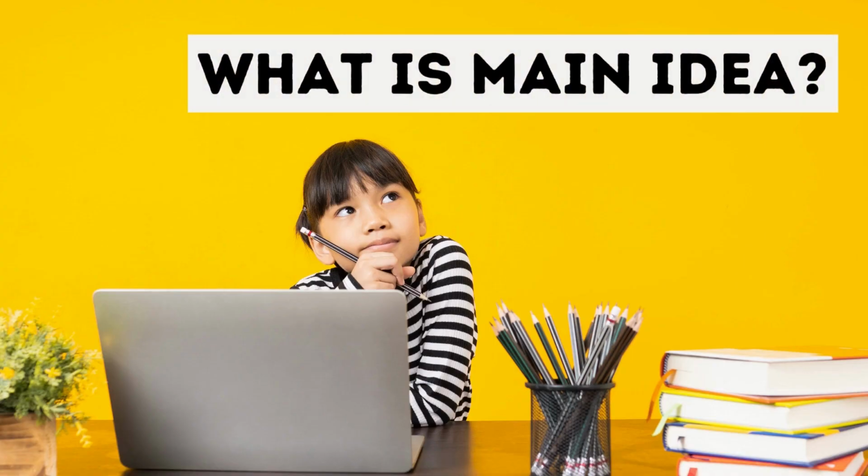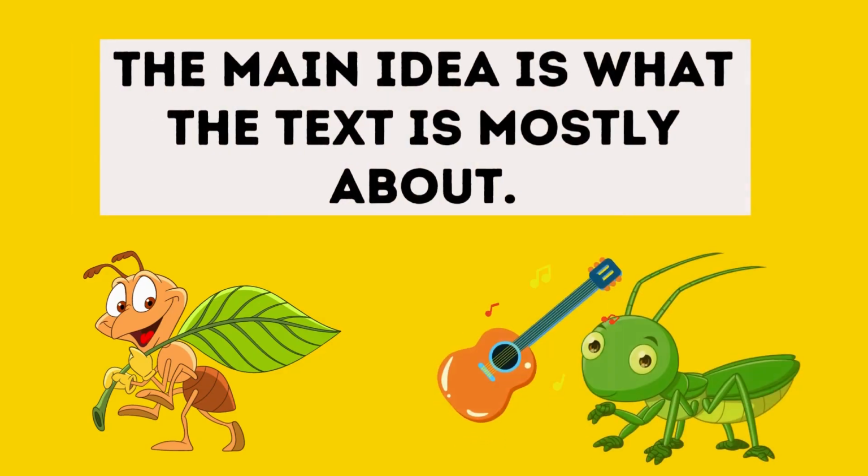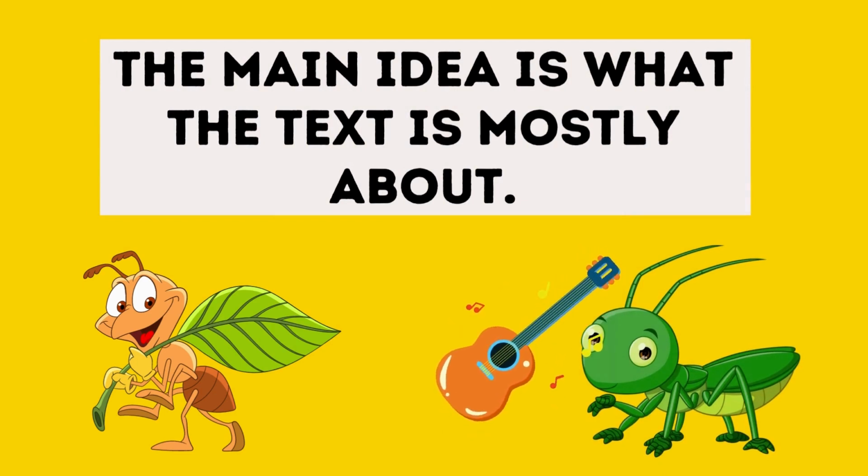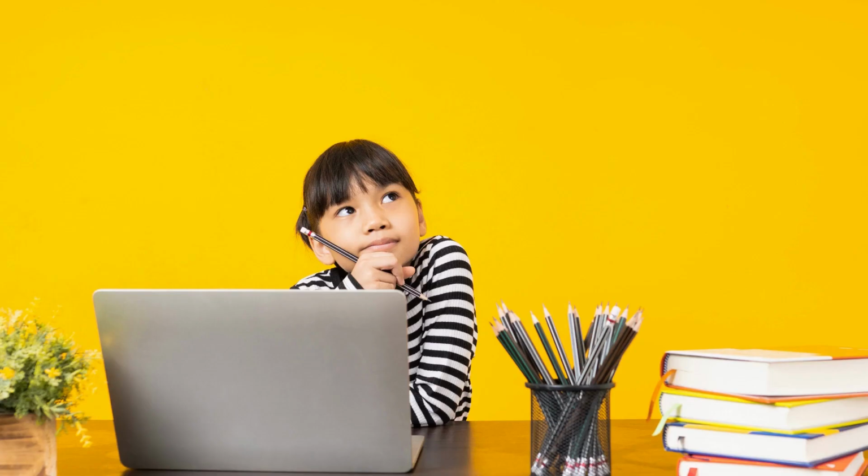Now let's look at what is main idea. So the main idea is what the text is mostly about. So in the Ant and the Grasshopper example here, the main idea is the grasshopper has to come and beg for food from the ants because he was playing all summer.